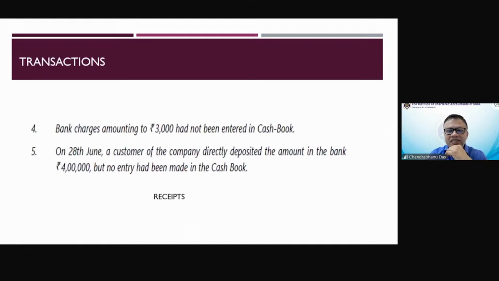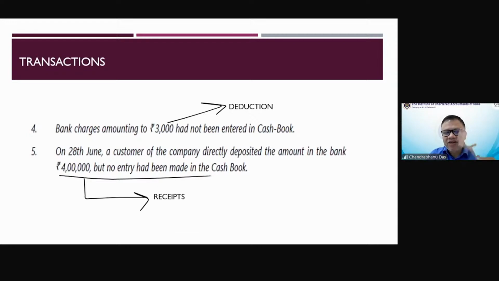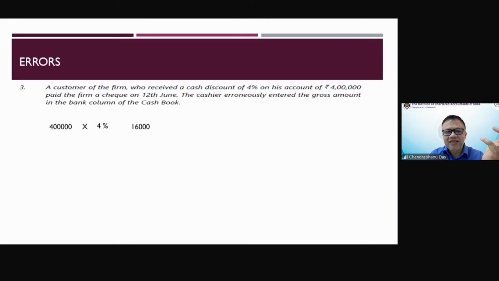So bank charges amounting to 3,000 have not been entered in the cash book. It's deducted. Customer directly deposits the amount. Now if it is a customer, we have to see such types of statements, what it means. When it is a customer, it means directly it is a receipt.